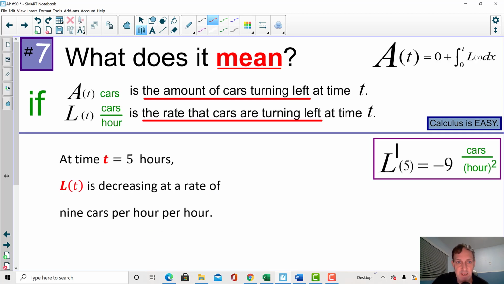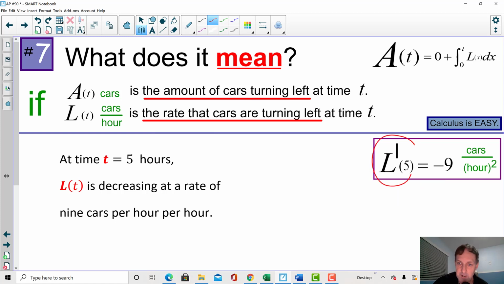In this situation, A would just be the amount of cars turning left, and L would be the rate that cars are turning left. The units would be cars per hour for the L function. And they want us to find L prime of 5. So we use our calculator to find that for us, and we would get -9.